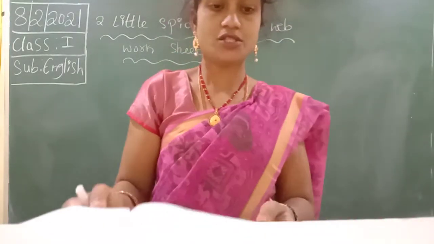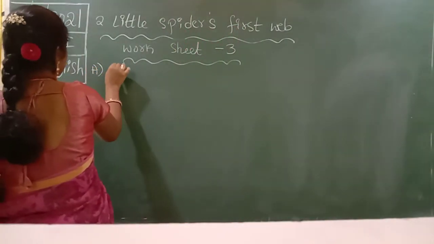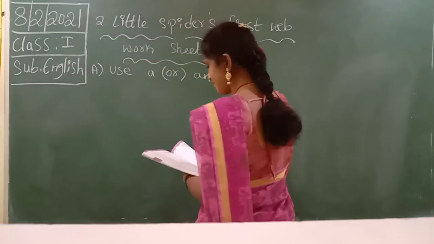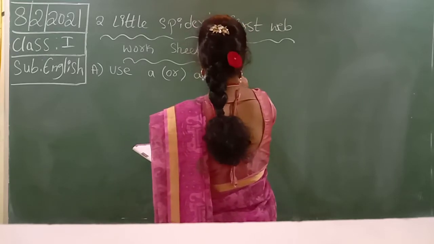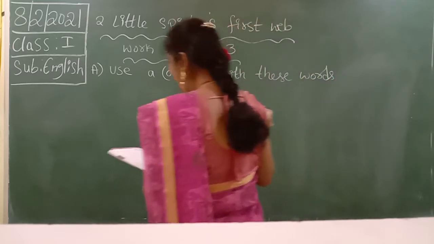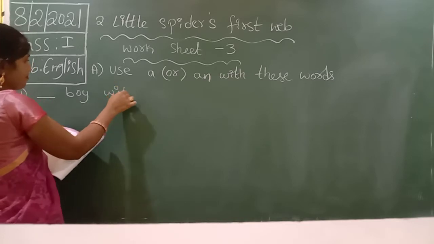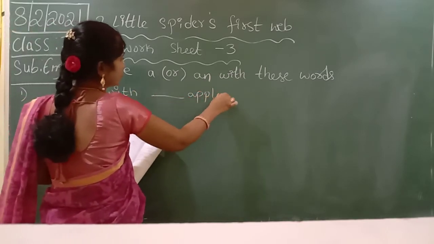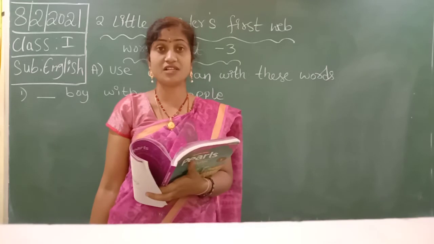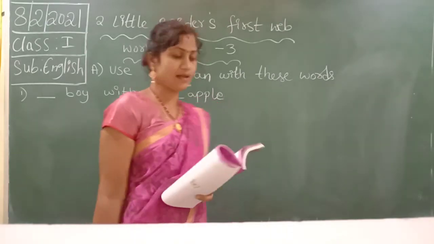Okay. Use a or an with these words. First one, dash boy. Dash apple. So we just have to write a or an. We know very well, before consonant words we have to write a. Before vowel words we have to write an. Okay.